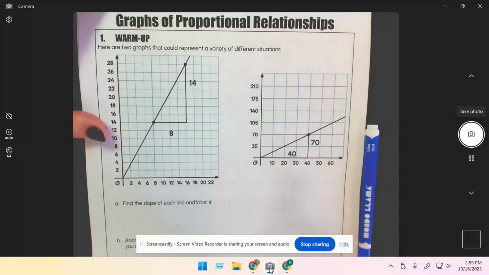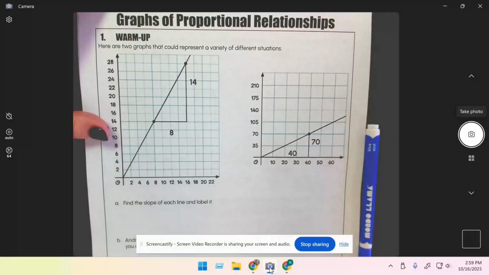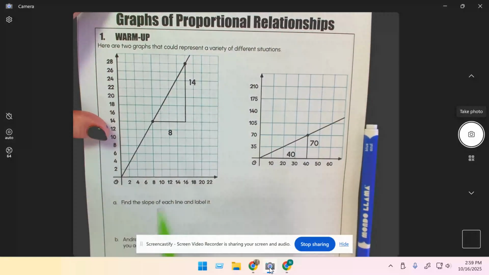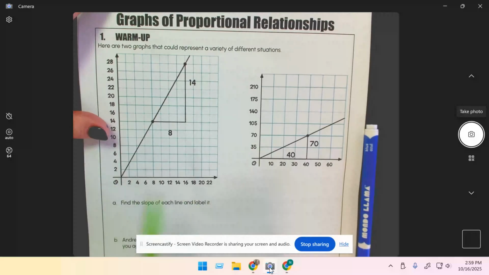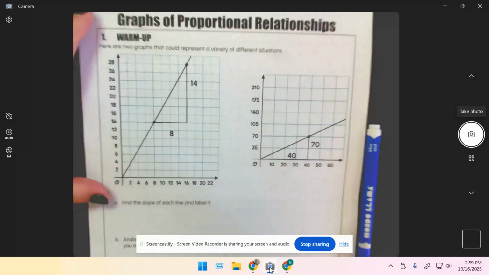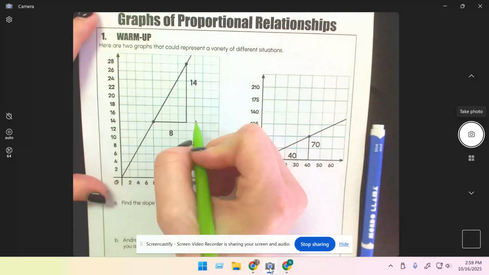All right, so this is the warm-up. We have 2 graphs that could represent a variety of different situations. So notice we just have numbers on the X and Y axis. We don't have any labels because we don't know what it represents, which is okay. So we want to find the slope of each line. So I went ahead and wrote it in here.